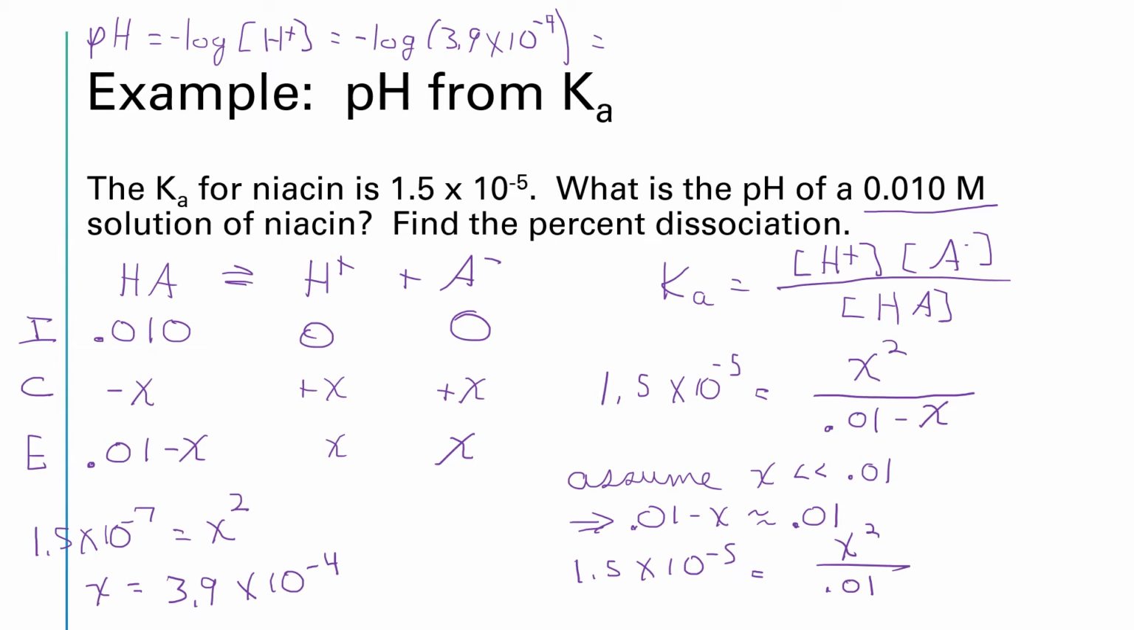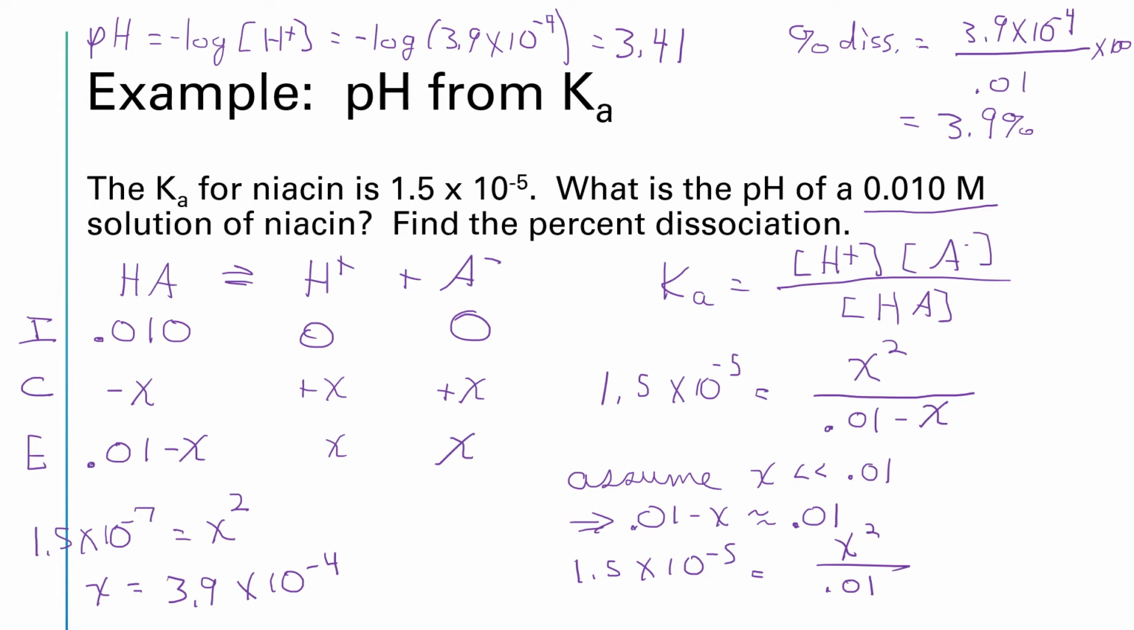And if I take the log and I change the sign on that, I get a pH of 3.41. For the percent dissociation, I'm going to get X, which is 3.9 times 10 to the negative 4, all divided by 0.01 times 100. So 3.9 EE negative 4 divided by 0.01 and times 100 gives me a percent dissociation of 3.9. Again, that 3.9% is less than 5, so it's perfectly valid to use the assumption that X is small compared to the initial concentration of HA.